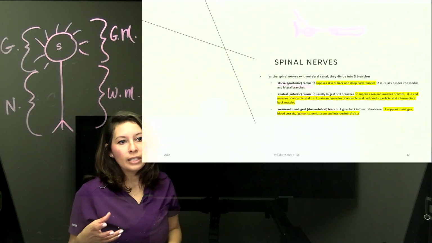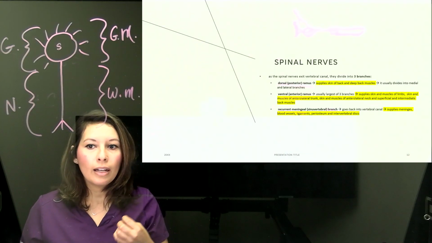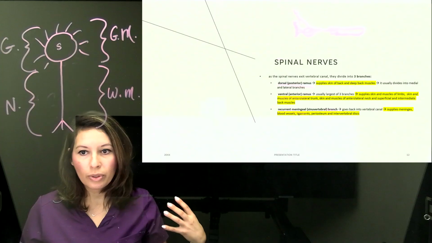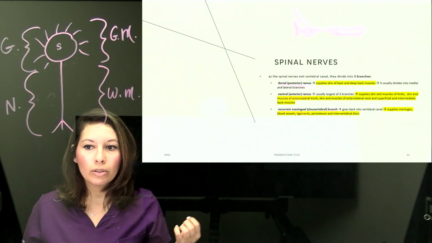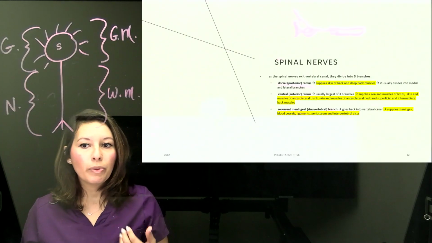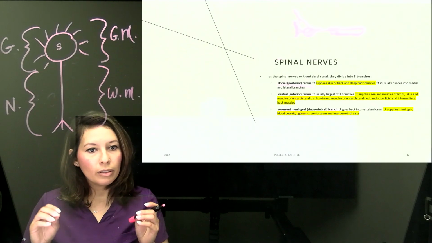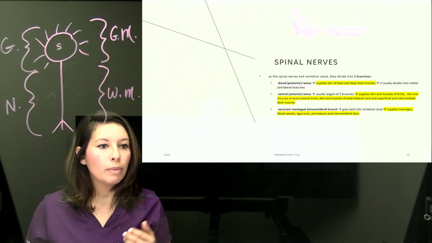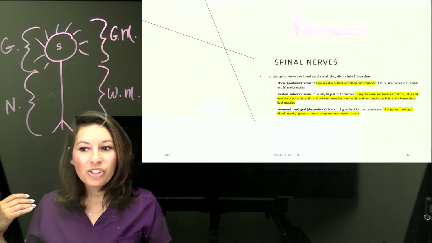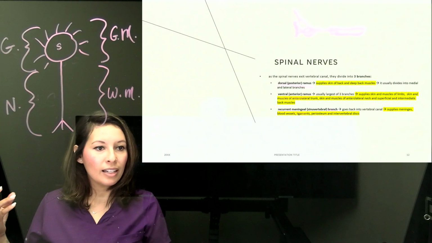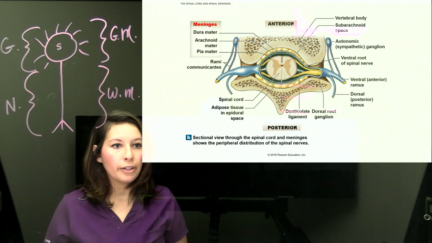Then you're going to have the ventral or anterior ramus, which is going to supply the skin and muscles of the limbs or extremities, the skin and muscles of the anterolateral trunk, the skin and muscles of the anterolateral neck, and superficial and intermediate back muscles. So as the name implies, they're going to be directed to that area. And then the recurrent meningeal branch is going to supply, as the name implies, the meninges, blood vessels, ligaments, and the periosteum and intervertebral discs. So that's what you're going to see in there.